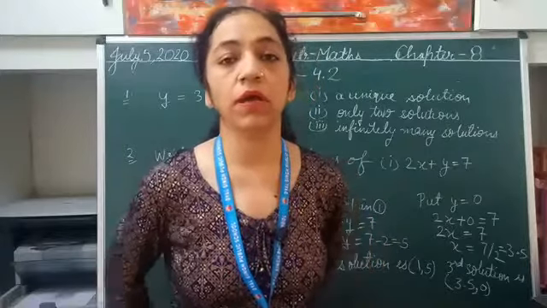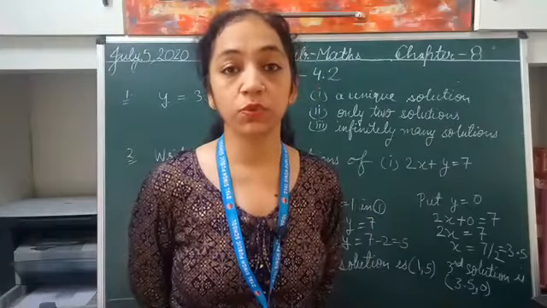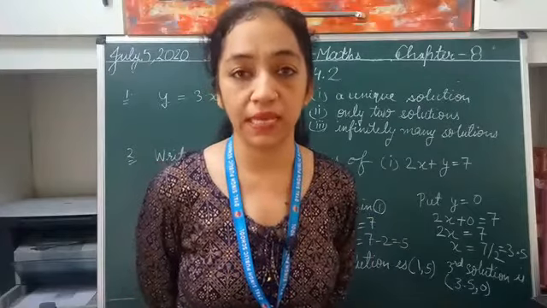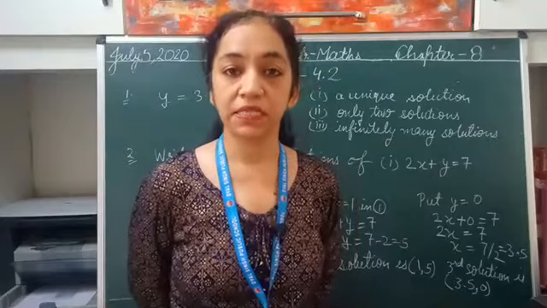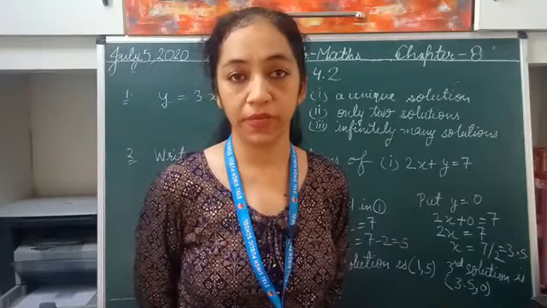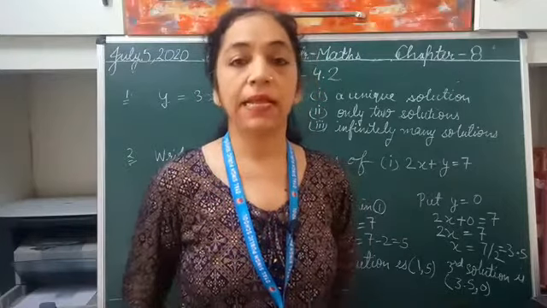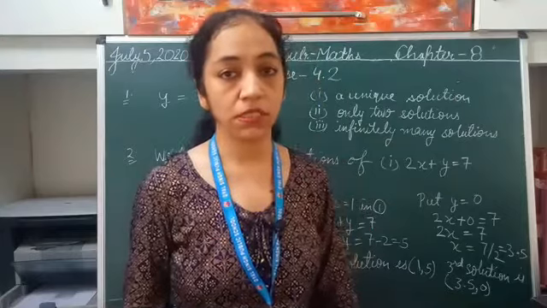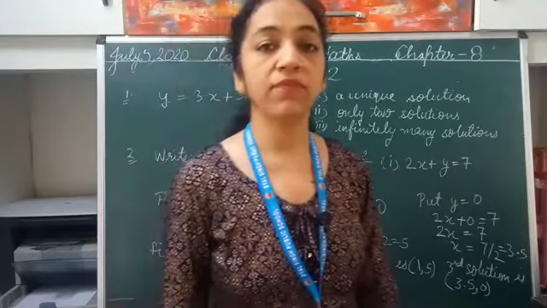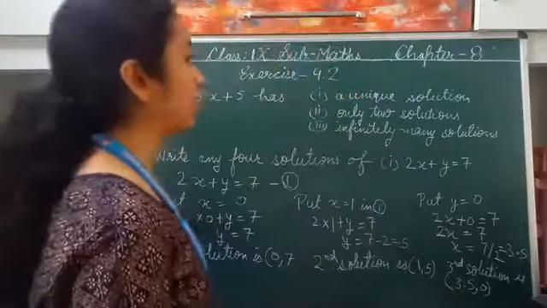So in our previous class we did the standard form of a linear equation in two variables, that was ax plus by plus c is equal to 0. First of all we write the term of x, then the term of y, and then the constant term. So today we are going to start exercise 4.2 with our first question.